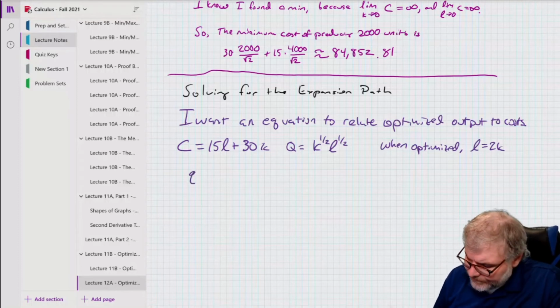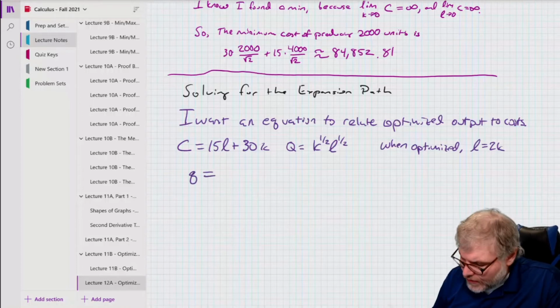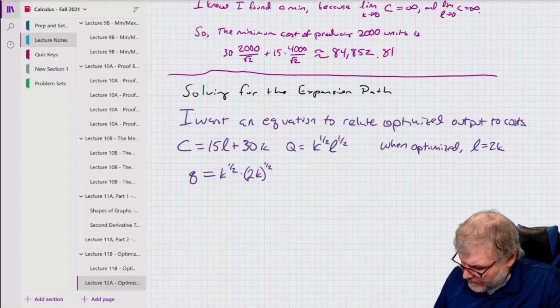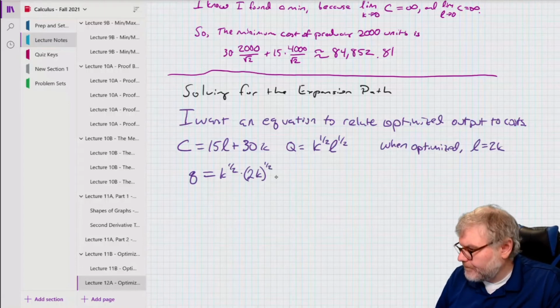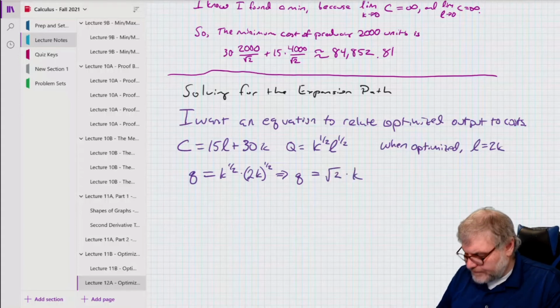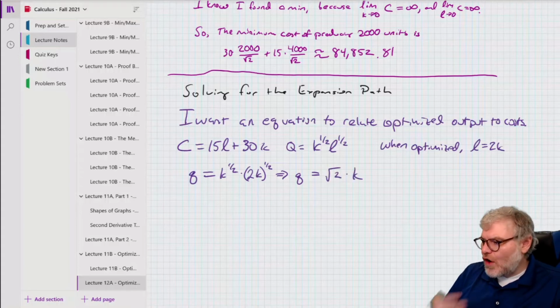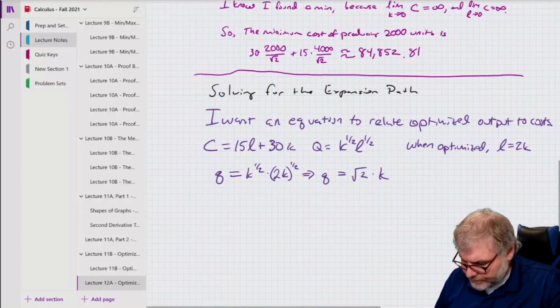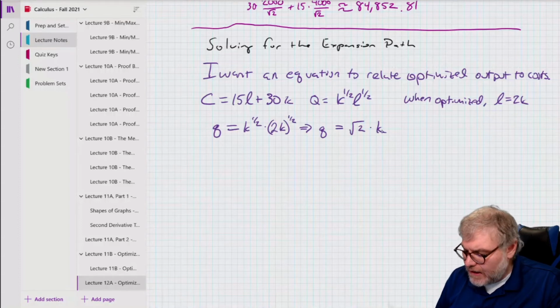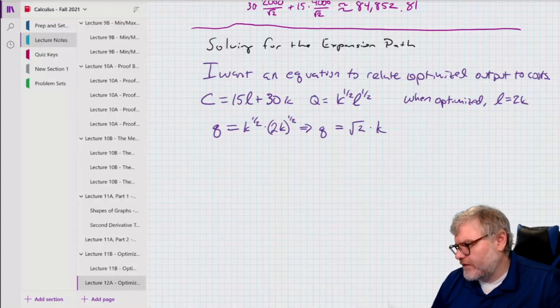Okay, so that's what I'm going to do. So I've got Q. When optimized, Q is going to equal K to the 1/2 times 2K to the 1/2, which is from this equation, which implies Q equals the square root of 2 times K. Okay, so I know that's always true. When I'm optimized, the Q is always going to be the square root of 2 times K. So now I've gotten rid of L in one of my equations.